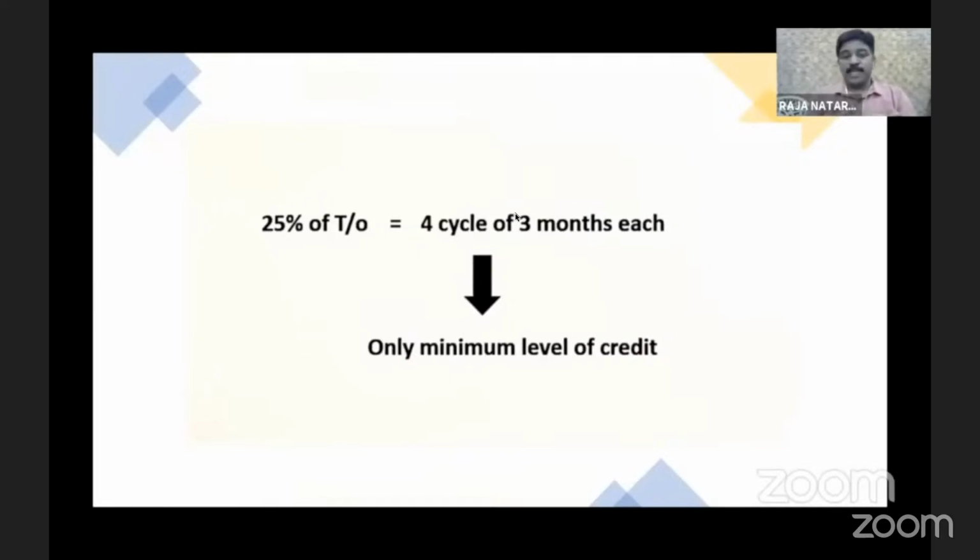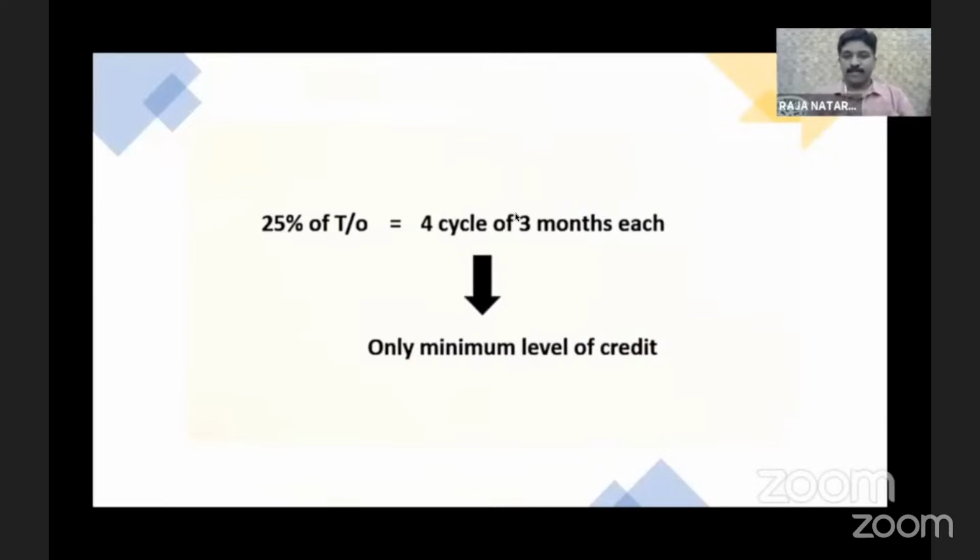And it is the minimum credit, within quotes. It's a minimum credit. So what does that mean? It means if the actual working capital cycle of the borrower is not 90 days, please do not harass, please do not penalize the customer by estimating the turnover by taking a 90-day cycle. If you do so, you are killing two persons. One, the customer. Two, you are also killing your bank.